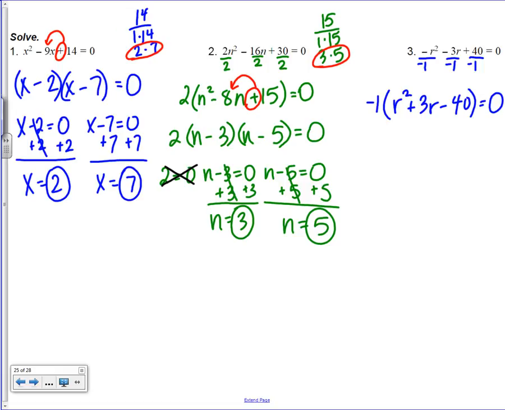Now look at that trinomial. The first coefficient in front of the r squared is a regular old 1. So now I'm ready to go ahead and make my binomial times a binomial. Because that number in front of the r squared is 1, I only need factors of a constant, and my constant here is 40. So what are my factors of 40?